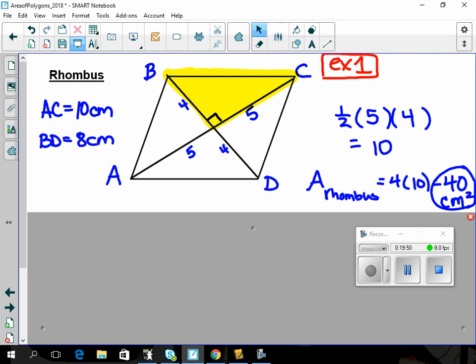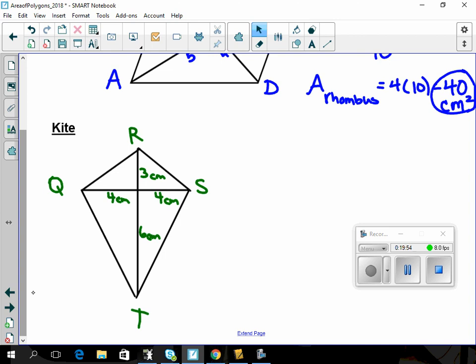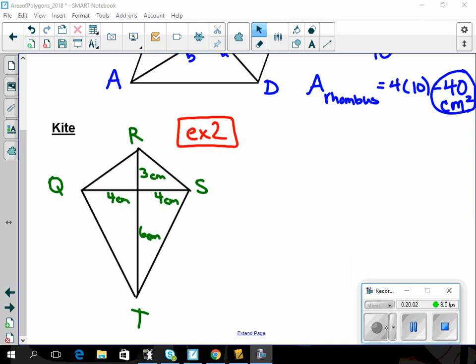Thank you. All right. Let's look at a kite. Can I find the area? This will be example 2. Can I find the area of this kite? When you look at your purple formula sheet in front of you, do you see a formula for kites? No. I do not. So I probably want to break it up into triangles. Very good. Just like we did with the rhombus, right? We broke it into triangles.